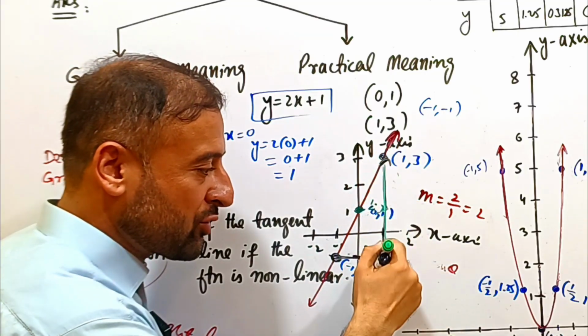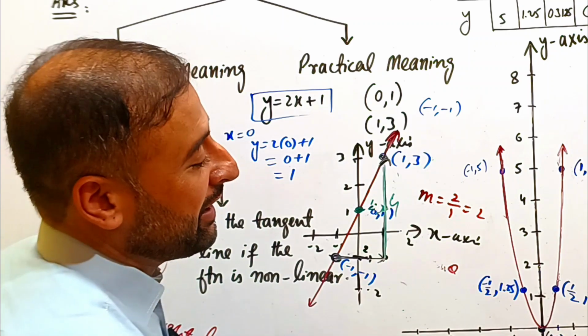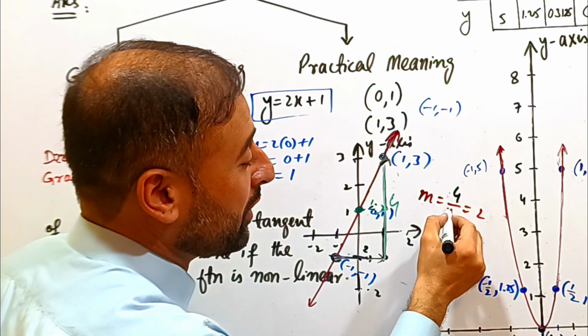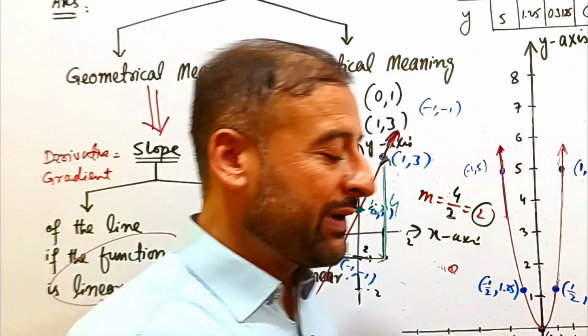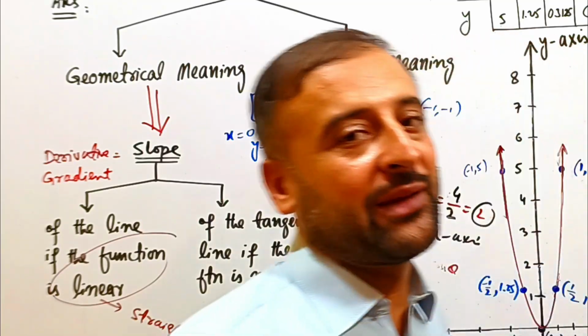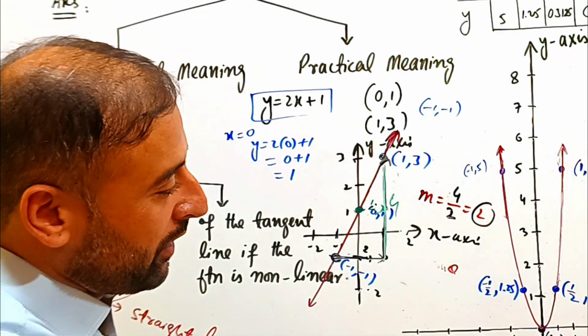This much is the rise, students. This one is 4 and run is 2. Again, if you see, slope will be 2. Rise is 4, run is 2, slope is unique. Slope does not depend on the points selected. Slope does not depend on the rise and run. So it is called the slope.